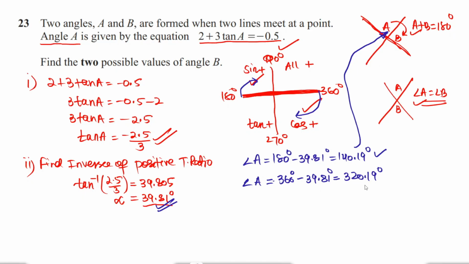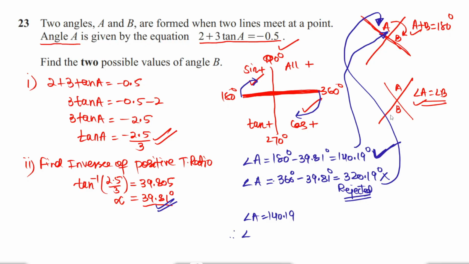But the second one, 320.19, cannot fit here because on a straight line, the sum of the angles is 180. It means each of the angles is less than 180 degrees. So this angle does not fit here in any circumstance. So this value we cannot take. Hence this value is rejected. So we will be playing with this value only. So angle A is 140.19.